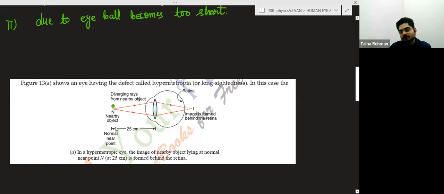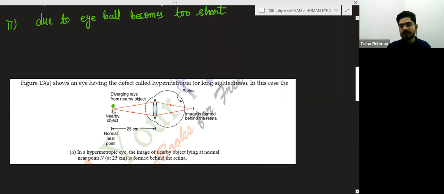Nearby object means this object is placed, and this is a myopic eye. This is a hypermetropic eye, and this is the object. Suppose this object is placed at a distance of 25 centimeter. So this eye wants to see an object which is at 25 centimeter.